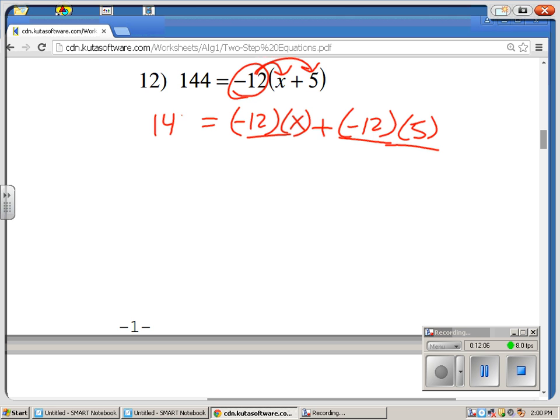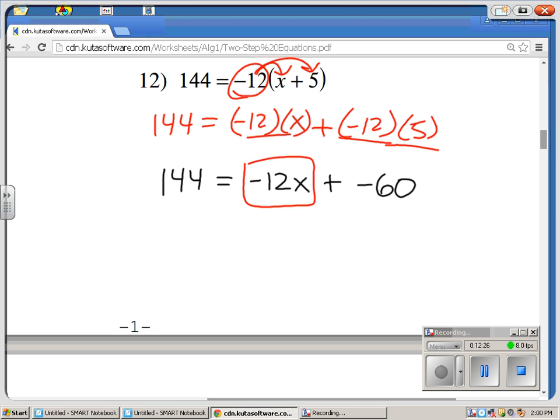And then on the other side, I just copy down the 144. So again, I bring down the 144, I bring down the equal sign. Negative 12 times x is negative 12x, and negative 12 times 5 is negative 60. From here, what I'm going to do is I'm going to box in the negative 12x, and then the opposite of a negative 60 is a positive 60. So I add 60 to both sides.